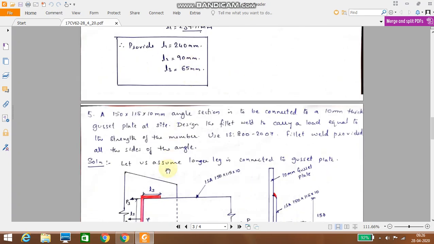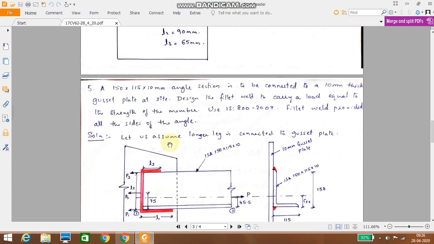That's all. One more problem, let us see, of similar type, but the change is that you have an unequal angle section here. So a 150 by 115 by 10 mm angle section is to be connected to a 10 mm thick gusset plate as shown in the figure, and it is to be done at the site. So design the fillet weld to carry a load equal to the strength of the member. Use IS 800 2007. Fillet welds are to be provided on all the sides of the angle.